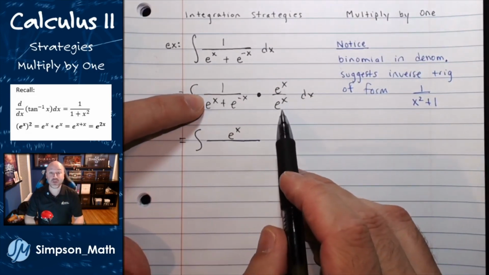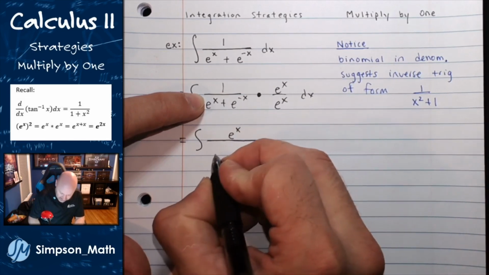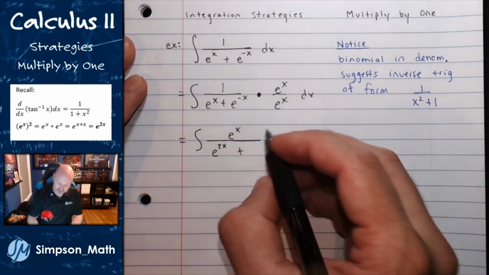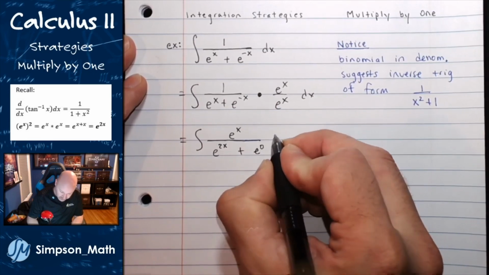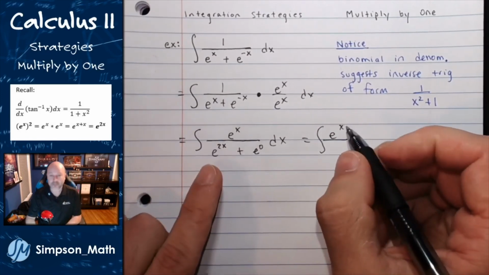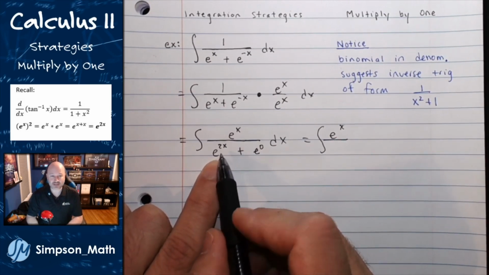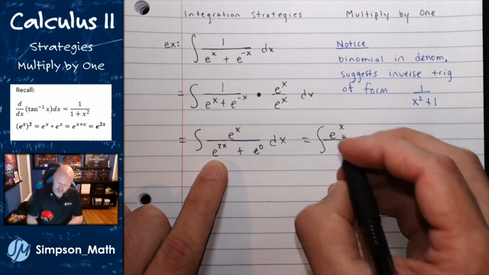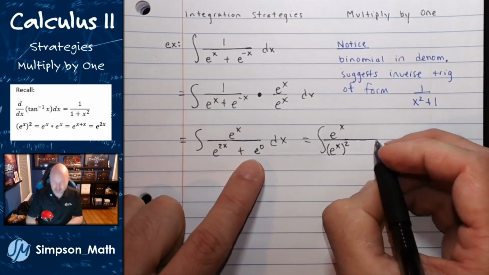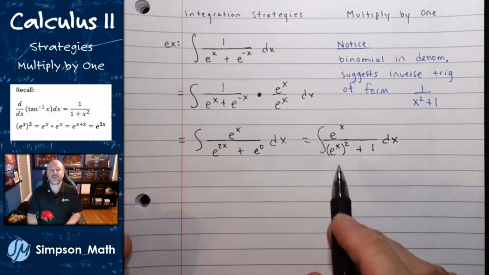So again, distributing the e to the x in the denominator, e to the x times e to the x is e to the 2x. E to the negative x times e to the x is going to be e to the 0. I can do some simplification. Now, this is a power to power exponent rule from back in the day. If you have e to the 2x, you can rewrite that as e to the x being raised to the second power. E to the 0 simplifies to 1. And this is looking really pretty.